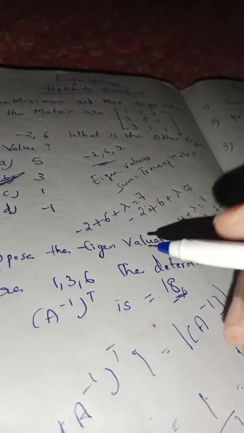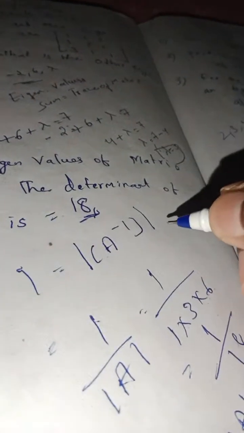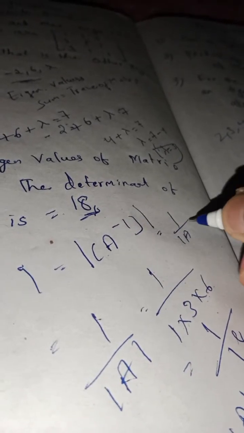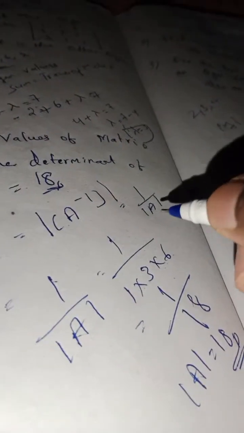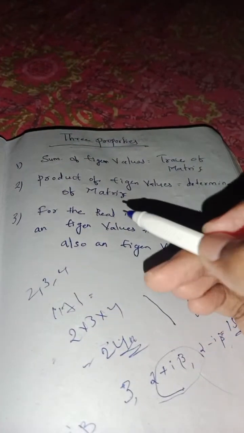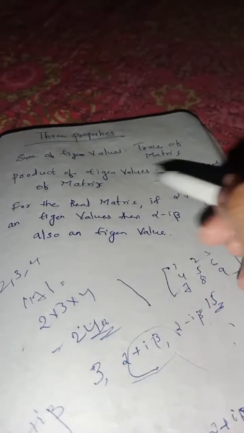Suppose the eigenvalues of the matrix are given as 1, 3, 6, right? So we have to find the determinant over here. We already know that the determinant of A inverse transpose equals the determinant of A inverse or transpose. So the determinant of A inverse can be written as 1 by mod A. This is a property. So here, product of eigenvalues equals the determinant of the matrix. This is the second property.